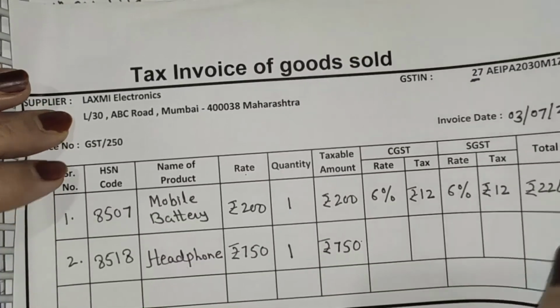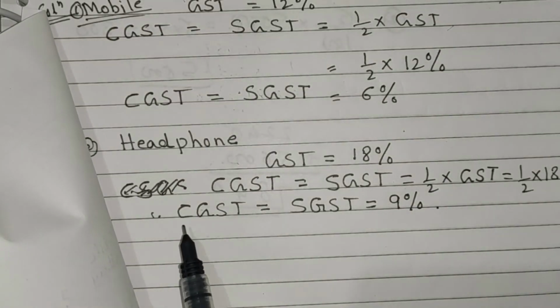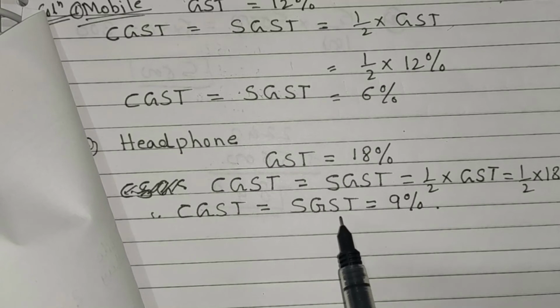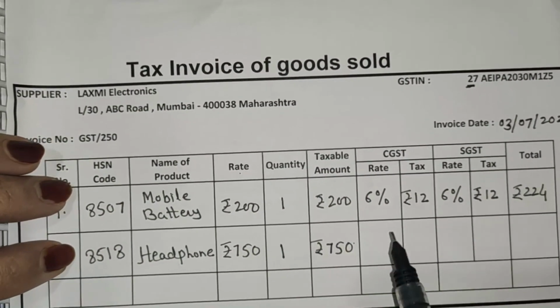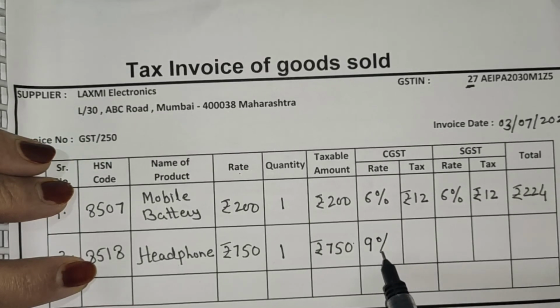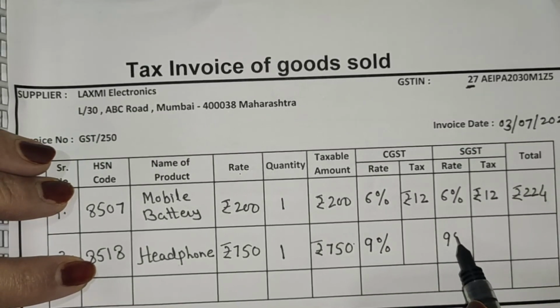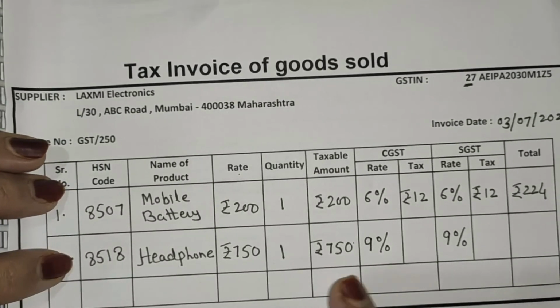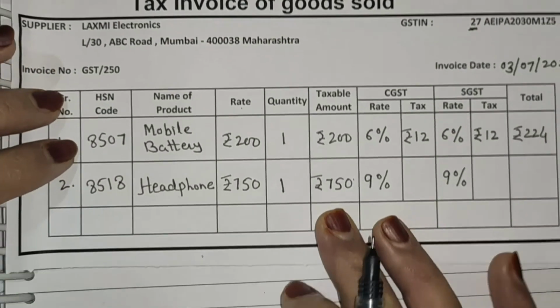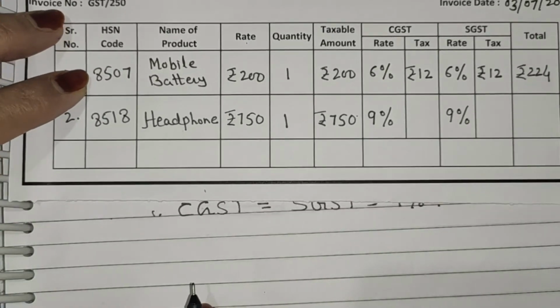Therefore rate of CGST as well as SGST both are 9%. Therefore we can write here CGST 9% and SGST is also 9%. Now calculate here 9% of 750 by doing rough work.